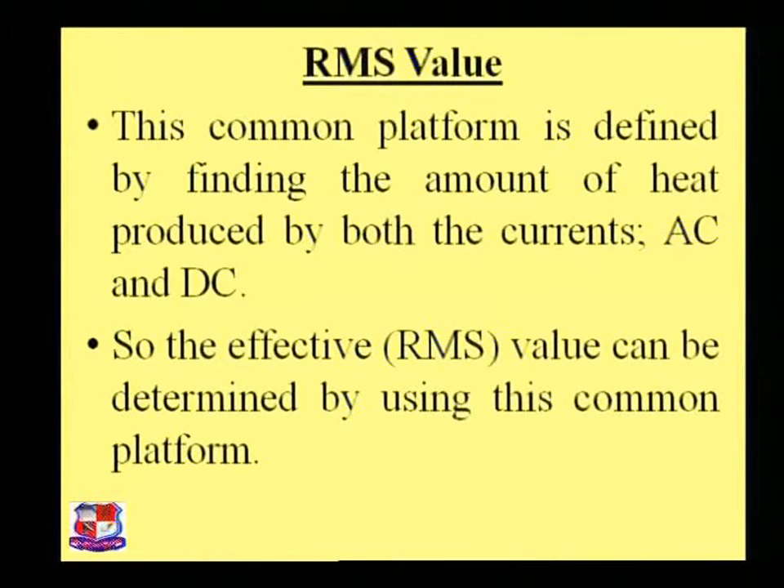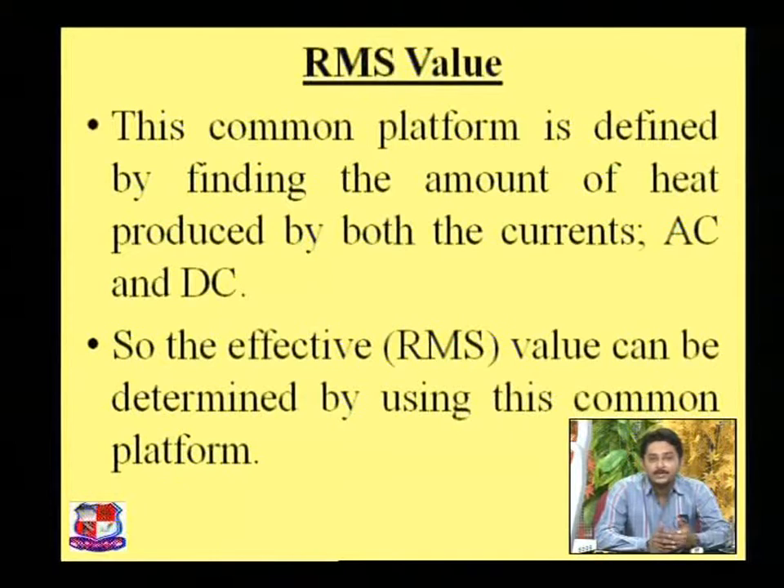So that common platform, which we already talked about, is defined by finding the amount of heat produced by both the AC and the DC current. Whatever heat is produced by the DC, that exactly same heat we get from the AC. So to bridge AC and DC, there should be some common platform, and that platform is provided by the RMS value.